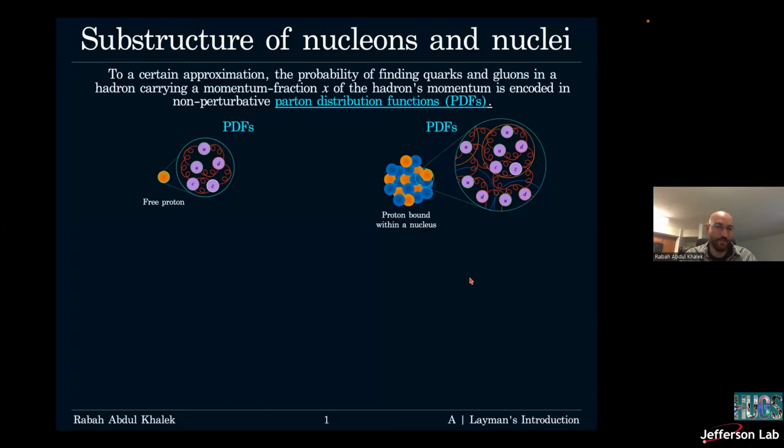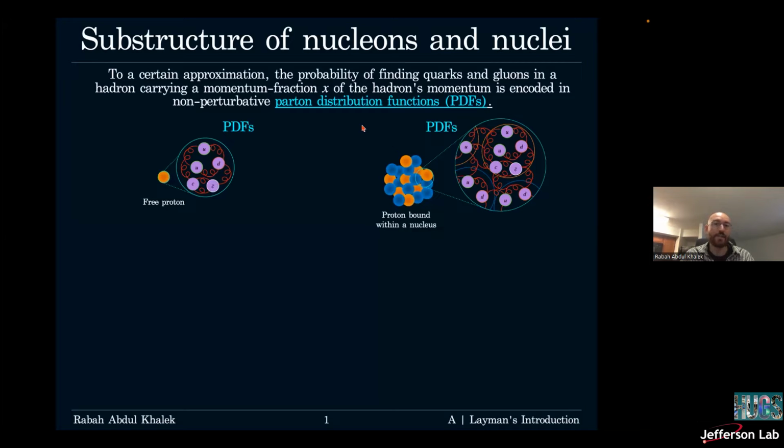This is a layman's introduction, so I'm trying to simplify the concepts here, just in case you're not familiar with PDFs. When we look at a free proton, as you know, it contains quarks and gluons. The amount of quarks and gluons in the proton, or their distribution in terms of momentum, is captured by functions called PDFs.